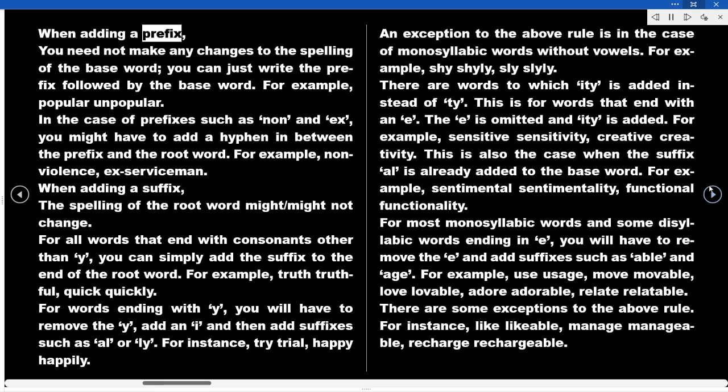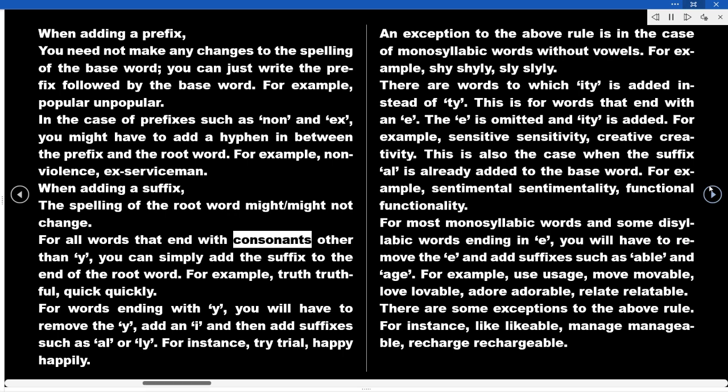When adding a prefix, you need not make any changes to the spelling of the base word, you can just write the prefix followed by the base word. For example, popular, unpopular. In the case of prefixes such as non and ex, you might have to add a hyphen in between the prefix and the root word. For example, non-violence, ex-serviceman. When adding a suffix, the spelling of the root word might or might not change.